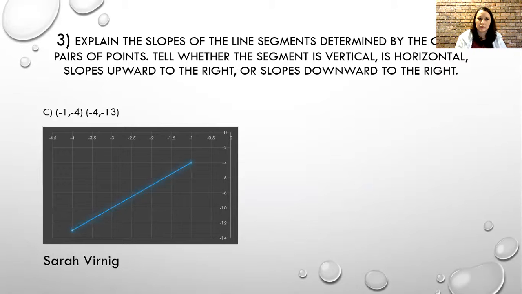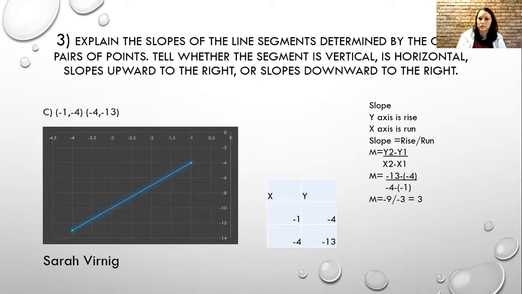Okay, and our next one is (-1, -4) and (-4, 13, -13). And there's our table where to put our x and y at. Whenever we put our points into our formula, we're going to end up with negative 9 divided by negative 3. And remember your rules for dividing negative numbers. When they're both negative, you're going to get a positive answer. And our slope for this line is a positive 3.